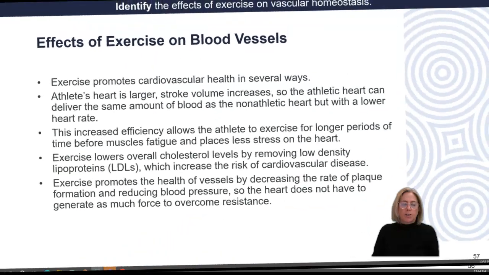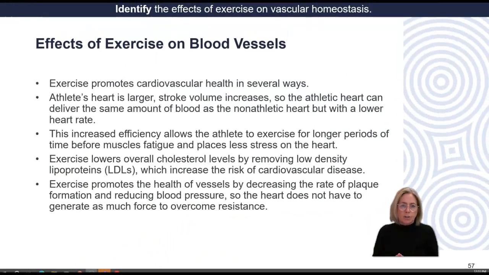Briefly look at the effects of exercise on blood vessels, and this list here is definitely not complete, but as you all know, exercise does promote cardiovascular health in general in several ways. Firstly, going back to the heart topic, we mentioned that the athletic heart, so the trained heart, is larger, so stroke volume increases. And so the athletic heart can deliver the same amount of blood as an untrained heart, but with a lower heart rate. And this allows the heart to be more efficient, right? And allows the athlete to exercise for longer periods of time before the muscles start to fatigue, and overall places less stress on the heart as well.